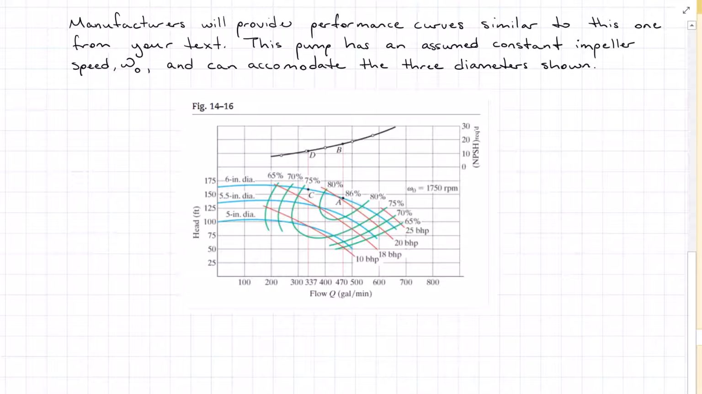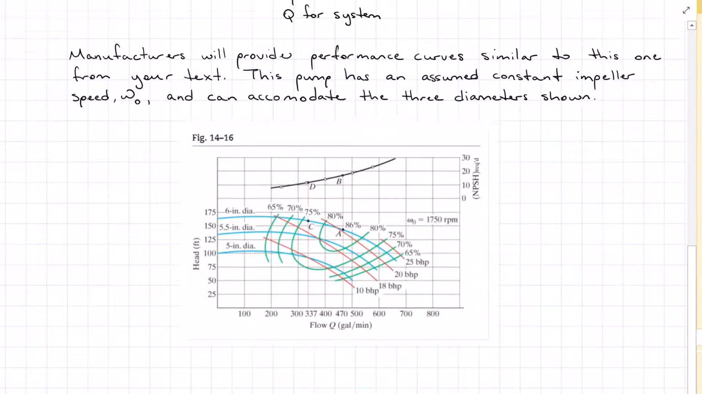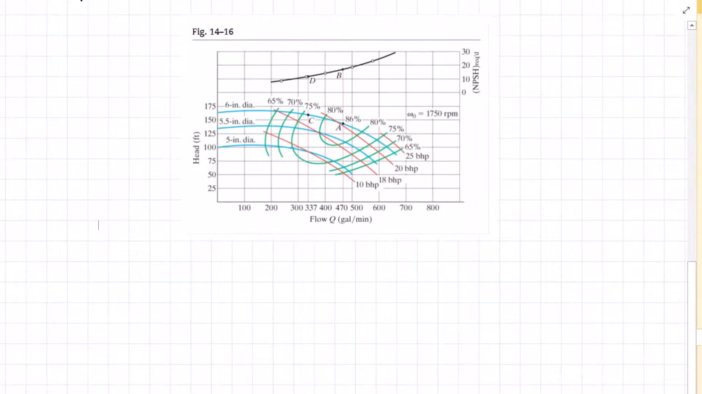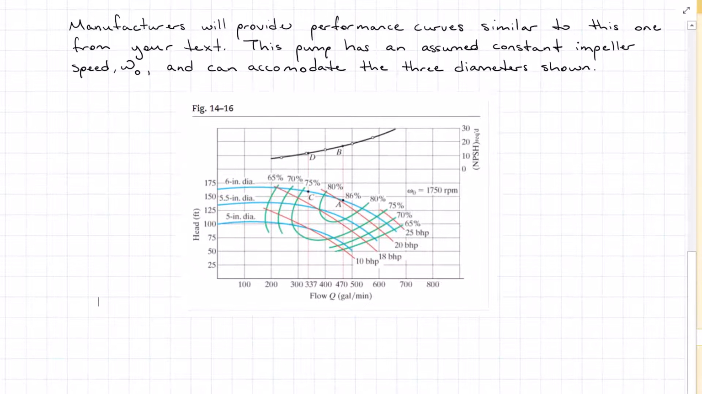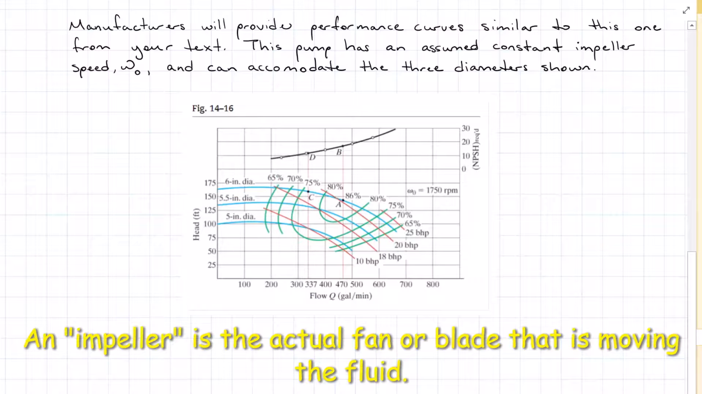Manufacturers will provide performance curves similar to this one, 14-6 in your textbook. The pump in this case has an assumed, constant efficiency and a constant impeller speed, omega O, of 1750 rotations per minute. So that's why the efficiency curves look really funny from the previous one that I drew up here. Now the head is still in blue, but this time it is for 3 different diameters. So depending on what we hook up to the pump, we will have a different head produced by the pump running at this speed at that efficiency.